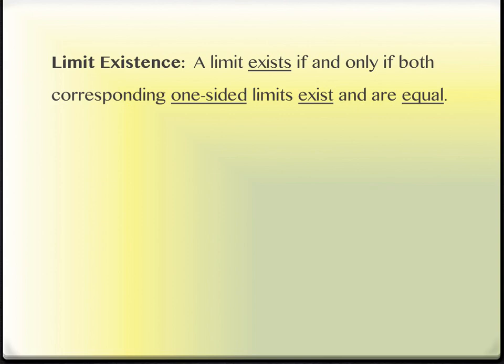So we would say that a limit exists if and only if both corresponding one-sided limits exist and are equal. So if we come from the right and we approach the same value as we come from the left and approach, then the limit exists.